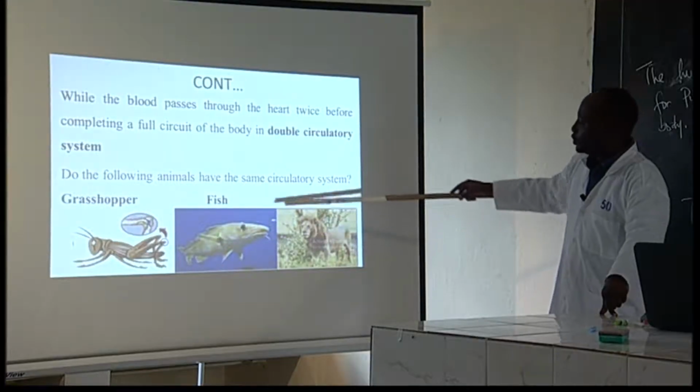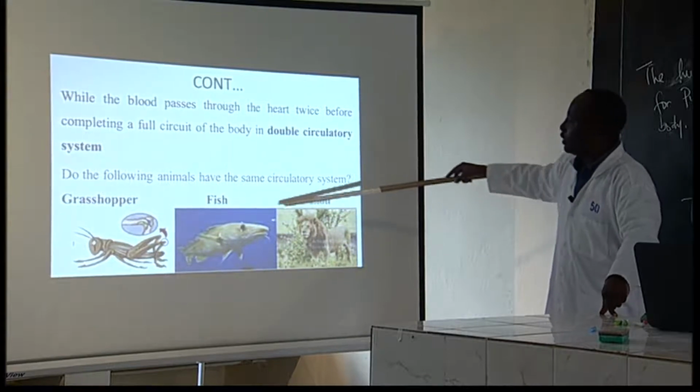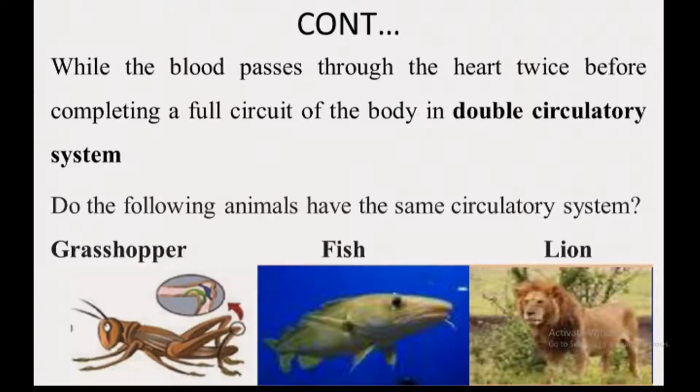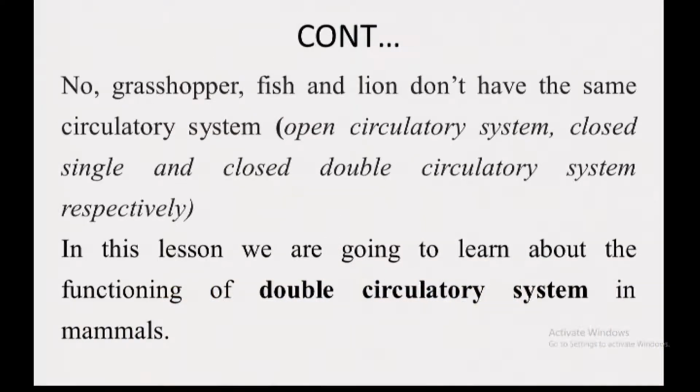All right? So the fish and the lion both have a closed circulatory system. Then the grasshopper has an open circulatory system. I think you have understood. These three animals don't have the same circulatory system. Let's continue with what I was trying to mention.